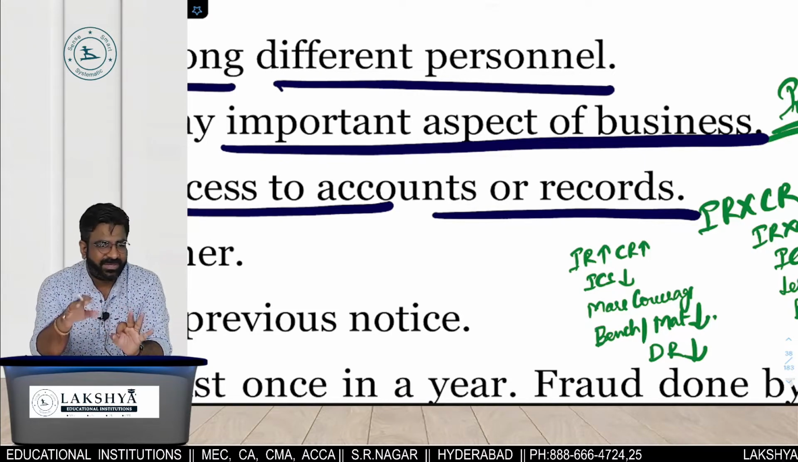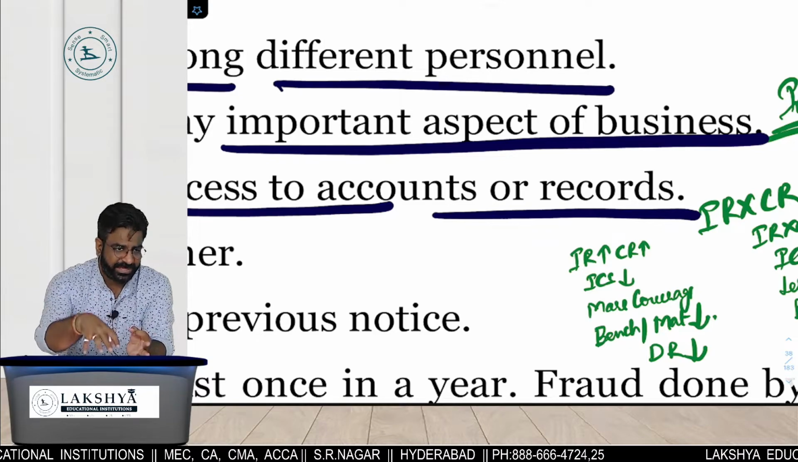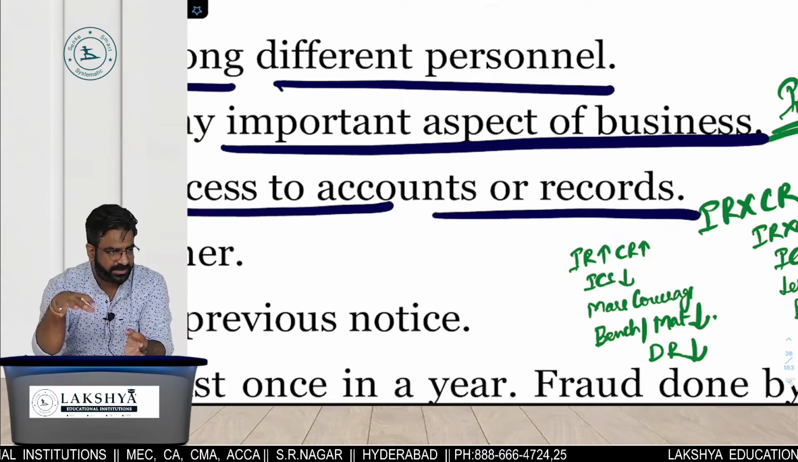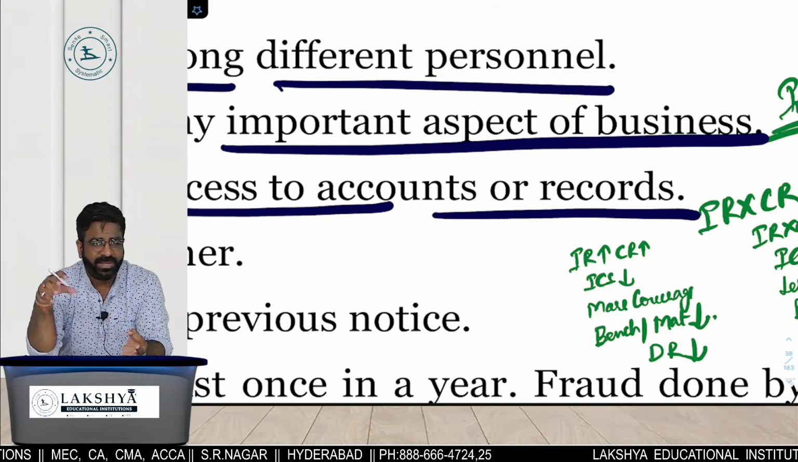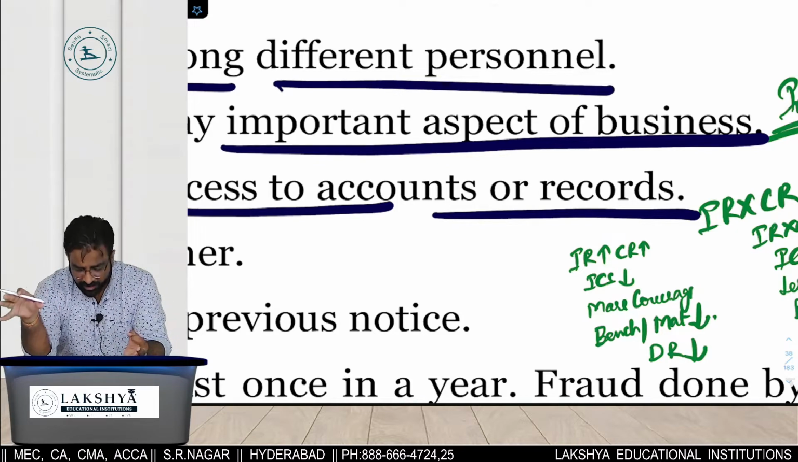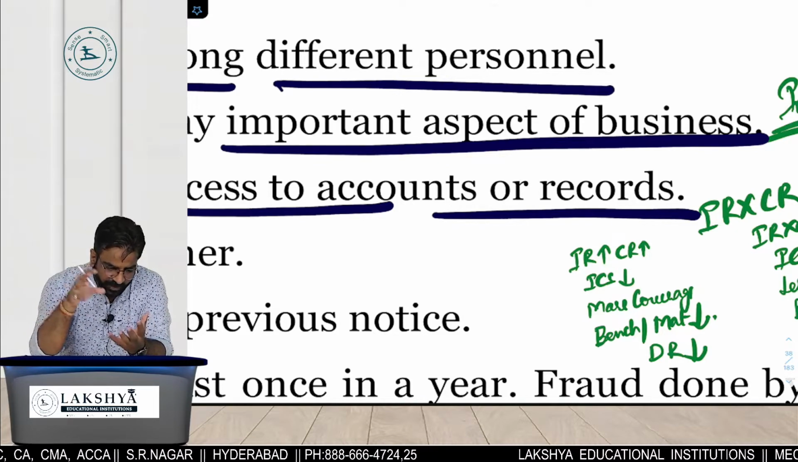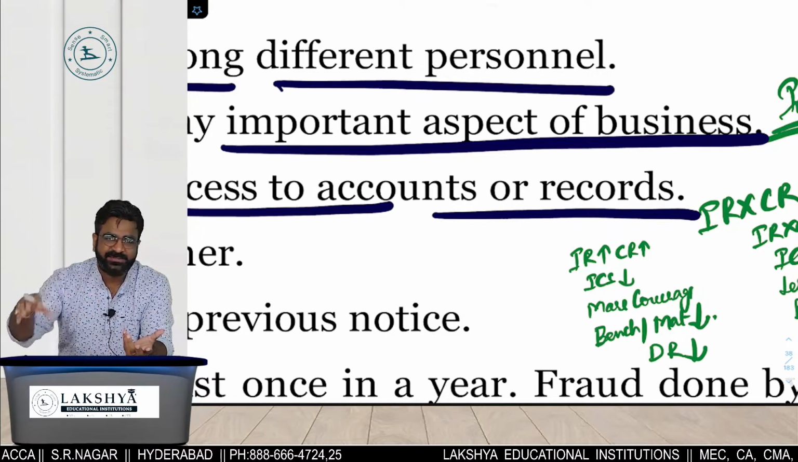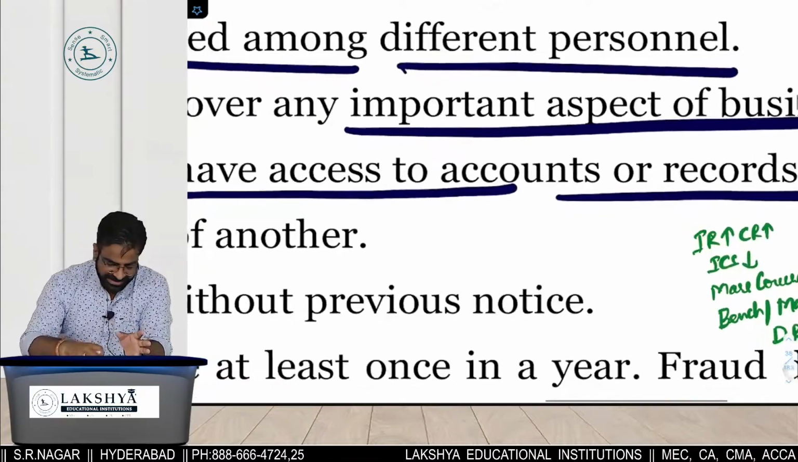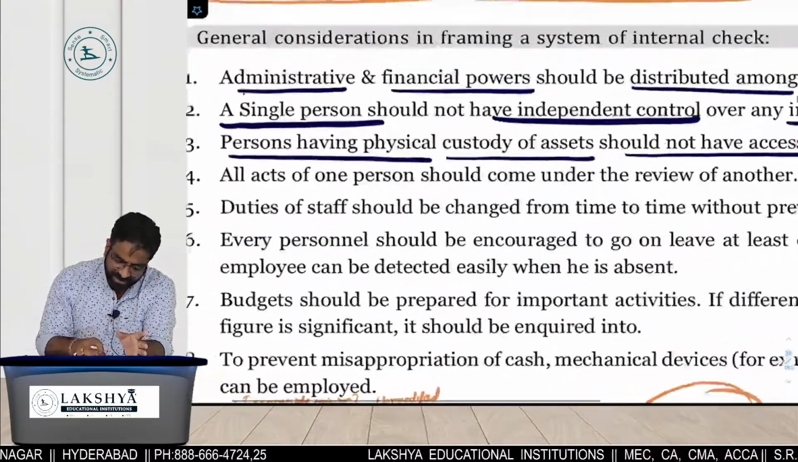Financial and administrative controls should be given to the single person or different person? Different person. The one who is handling the physical custody of the cash should not be having the access to what? Books of accounts. And the one should not have the independent control over the important aspect of the business. So these three features put together makes a good internal check system.